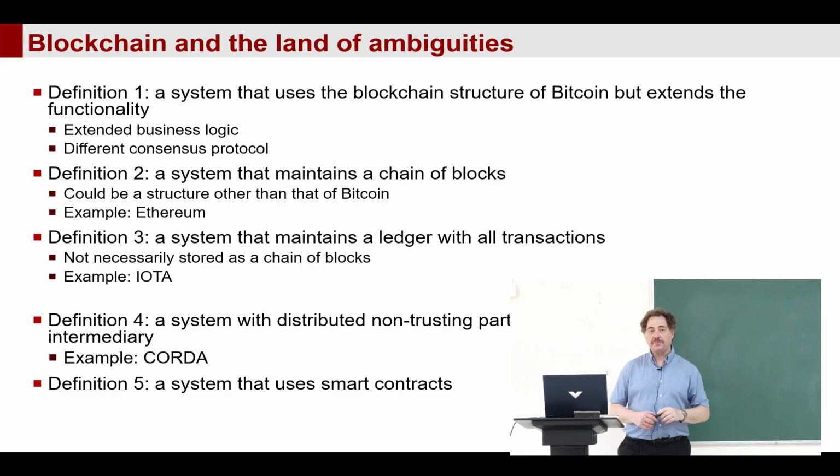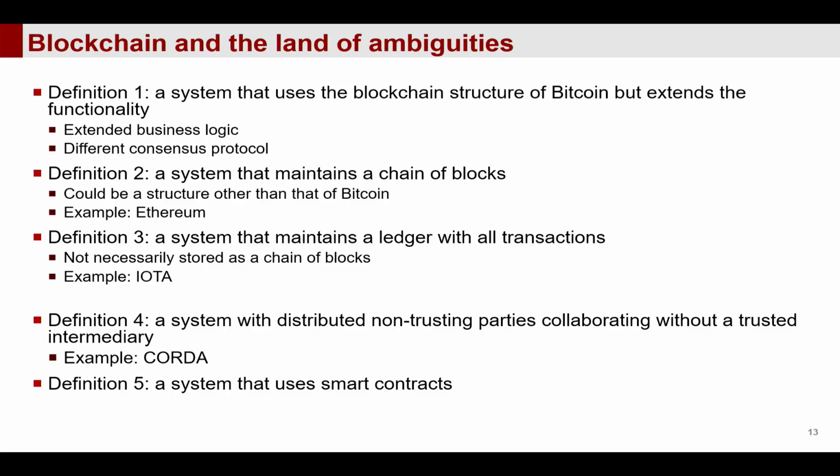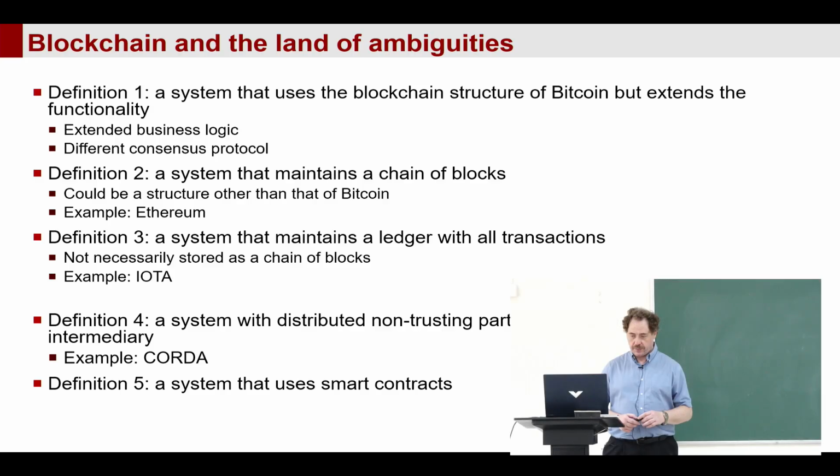As an example, I'll give you 5 different definitions, and they're all used. Definition 1: it's a system that uses the exact blockchain structure of Bitcoin, but extends the functionality. It could extend the business logic, or slightly tweak and adapt the consensus protocol. Definition 2: it's a system that maintains a chain of blocks, which could be a structure other than that of Bitcoin, for example, in Ethereum. Definition 3: it's a system that maintains a ledger of all transactions, but not necessarily stored as a chain of blocks. This is the case in IOTA and other cryptocurrencies using a directed acyclic graph.